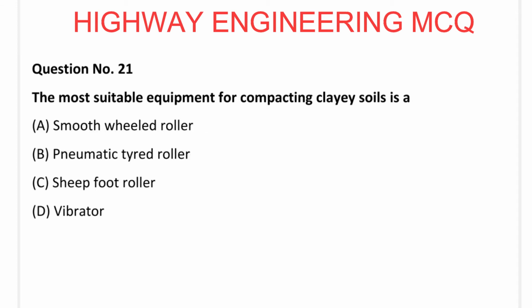So next question, the most suitable equipment for compacting clayey soil is: A, smooth wheeled rollers; B, pneumatic tired rollers; C, sheep foot rollers; D, vibrator. So the answer is C, sheep foot rollers.